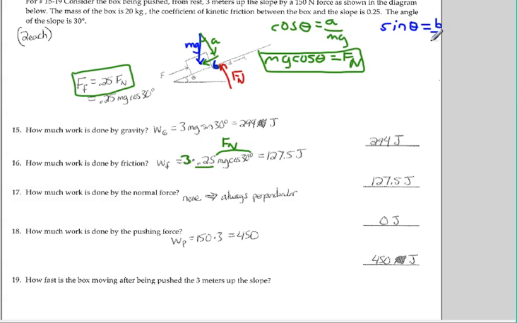Uh-oh, running out of drawing surface. So there we go. So in other words, mg, try to write small, sine theta is B. So the only question is, what is B?